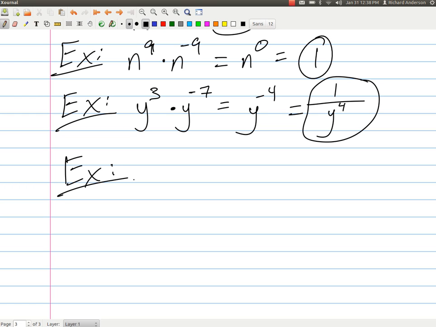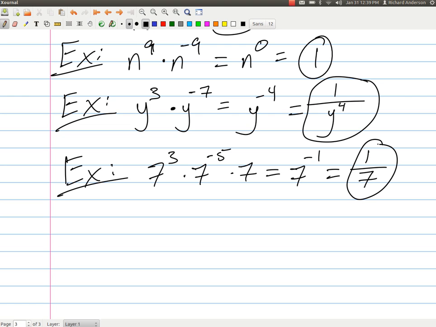Moving along here, we'll take a look at a couple more. If I had 7 to the 3rd power times 7 to the negative 5th power times 7, I would use the same basic rule. I've got all the same bases right here, all 7s, and I'm going to add the exponents. The thing is, this exponent here on the end is really understood to be a 1. So on this 7 right here, the exponent is understood to be a 1. 3 plus negative 5 is going to be negative 2, and negative 2 plus the understood 1 is going to be negative 1. Making my answer for this problem 1 over 7 to that understood first power, or better known as 1/7.